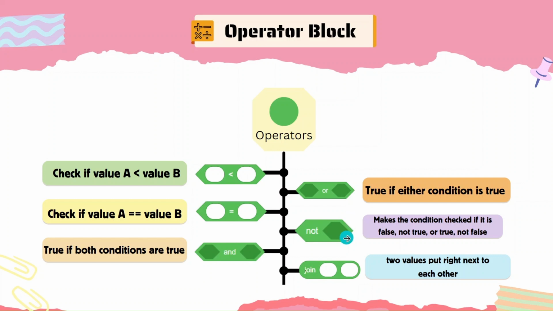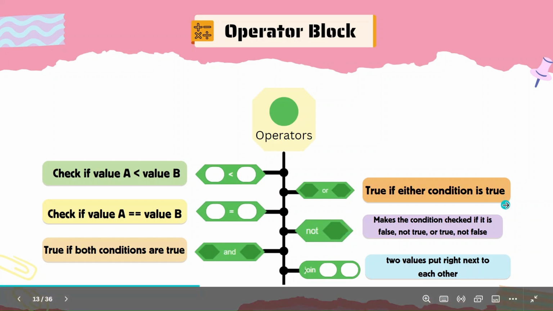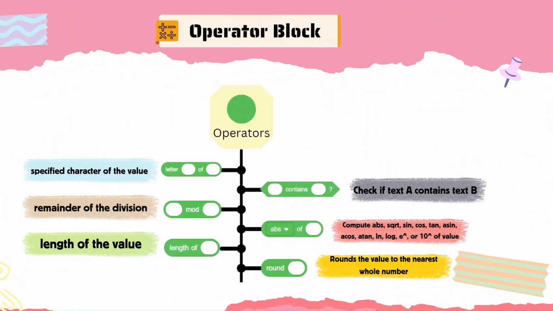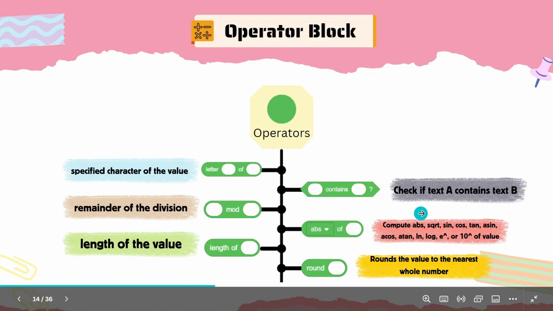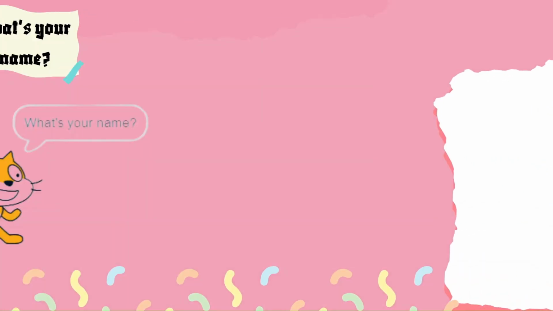Now it comes join, when two values are put right next to each other. Now, these are some other ones, such as the specified character of the value. If we want to count the specified character, we can set it from here. Then we can get our remainder of the division, length of the value, then it comes contains, ABS of, round. Don't worry, as you are going to use all of them, it will be very much clear to you.